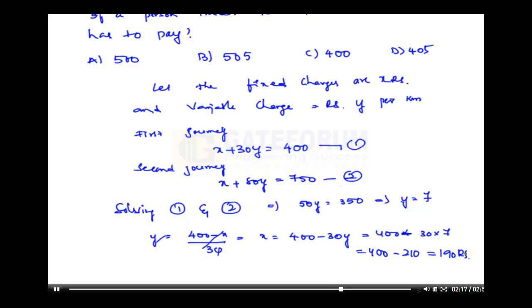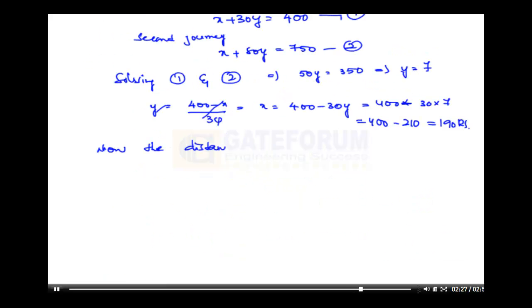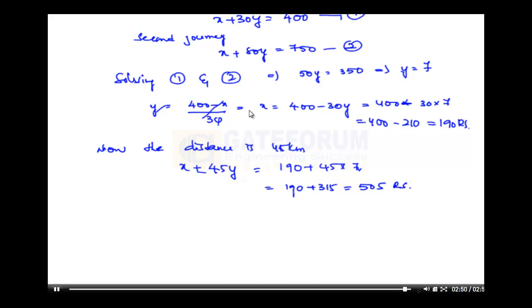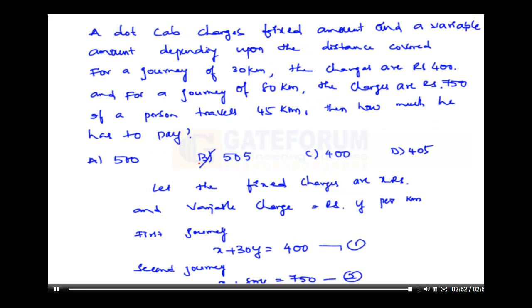Next, the question is, if he is traveling 45 kilometers, how much does he have to pay? Now the distance is 45 kilometers. So we can write x plus 45 into y. The fixed charge is 190 rupees plus 45 into 7 per kilometer, which is 190 plus 315. The total is going to be 505 rupees. Option B is the right answer.